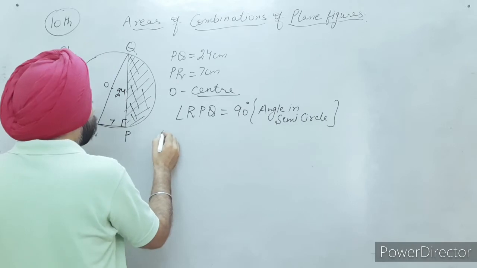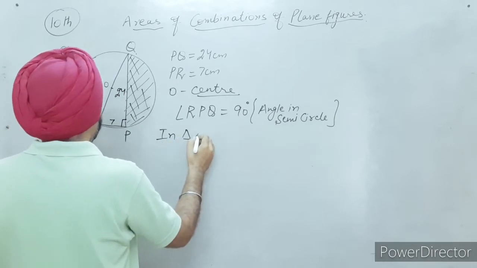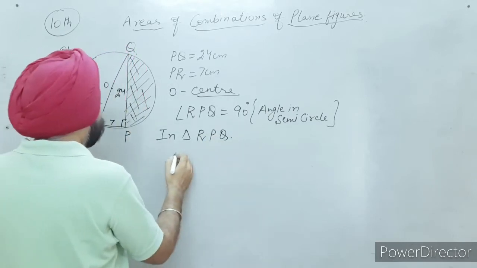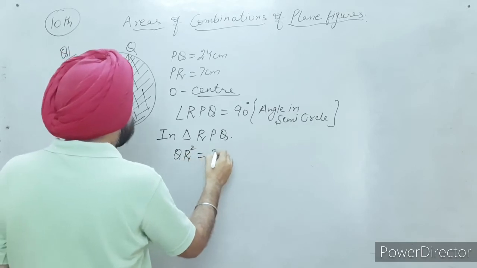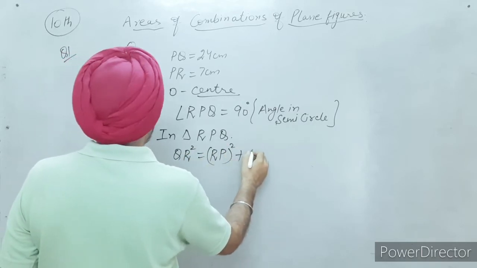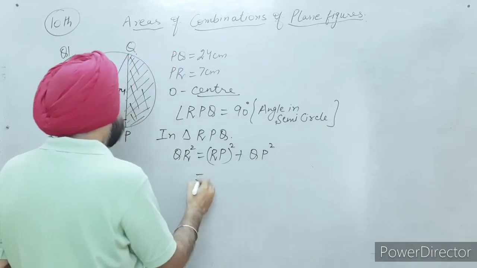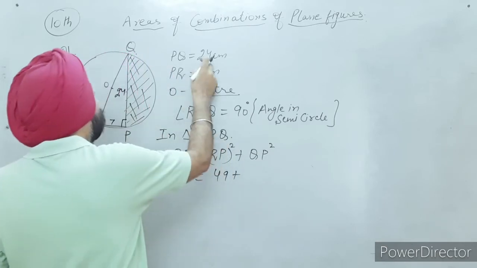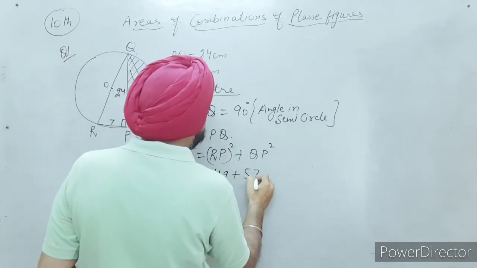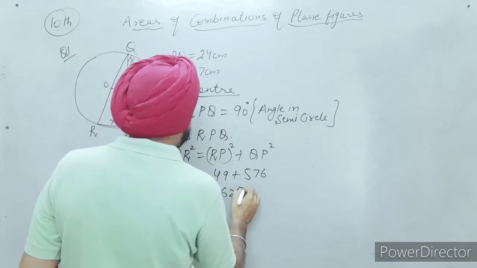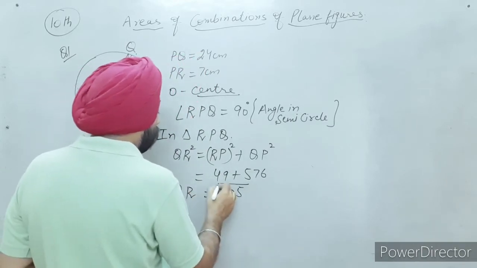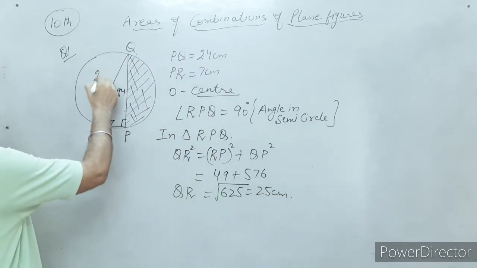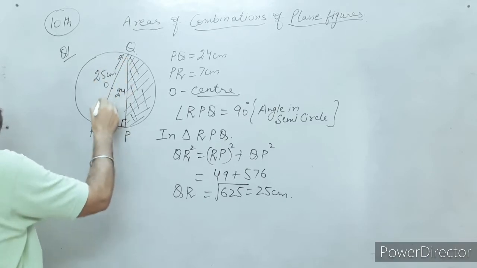Now, just apply it in triangle RPQ. By applying Pythagoras theorem, I get QR square is equal to RP square plus QP square. PR is how much? 7. 7 square is 49, plus 24 square means 576. I get 625. So QR is equal to square root of 625, which is 25 centimeter. This is 25 centimeters.